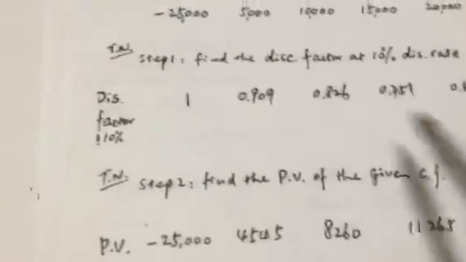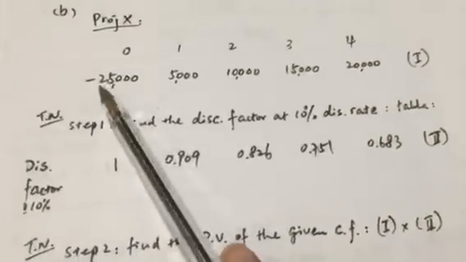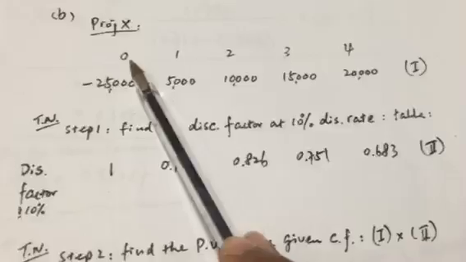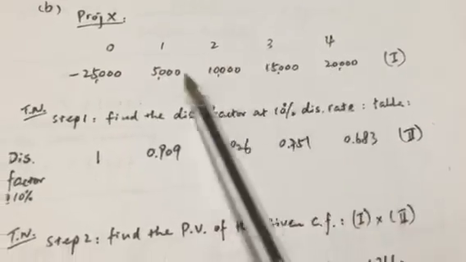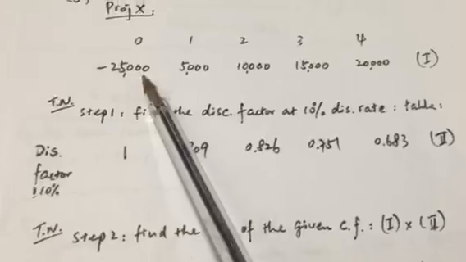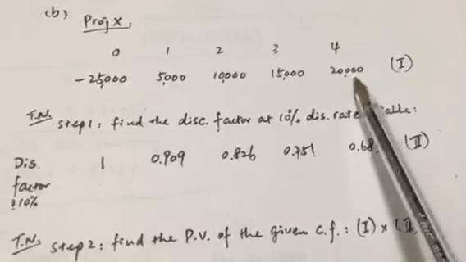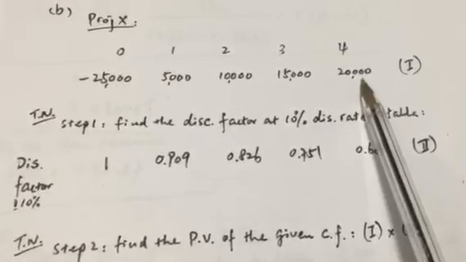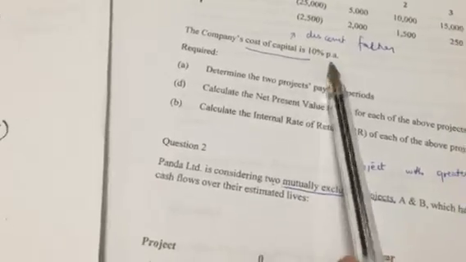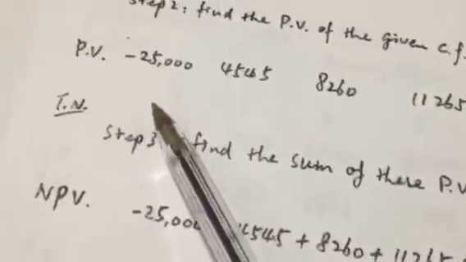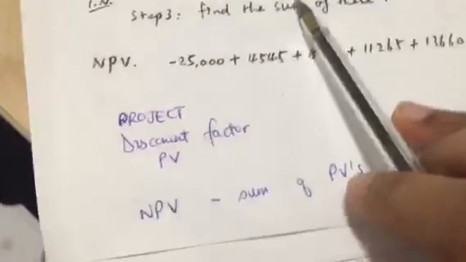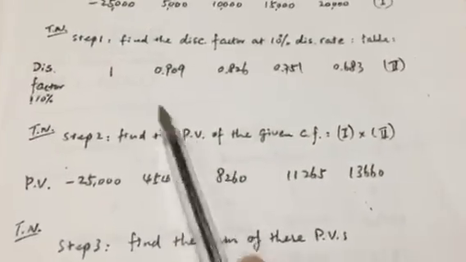So here for project X, we start with the year. So it spans over 4 years. So it'll be 0, 1, 2, 3, 4. Then underneath each year, you'd put the amount invested in it. So you'd see all those values here. Now we are going to get the discount factor, which if you look at the question, it says the cost of capital is 10%. So discount factor is 10%. In this scenario, you can look at the table.